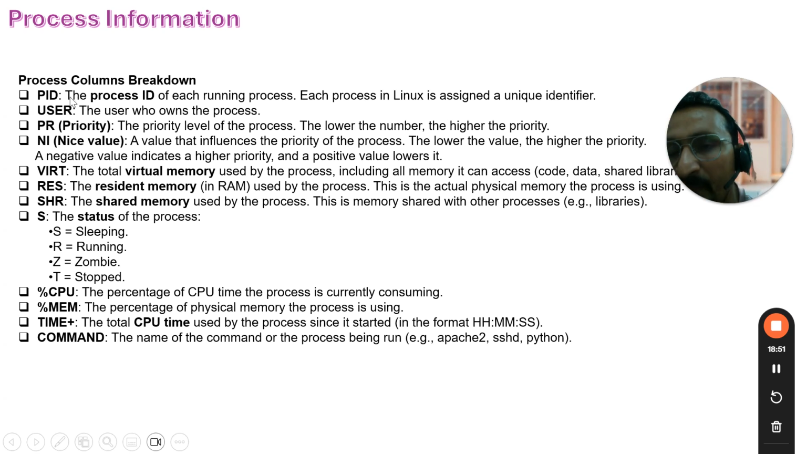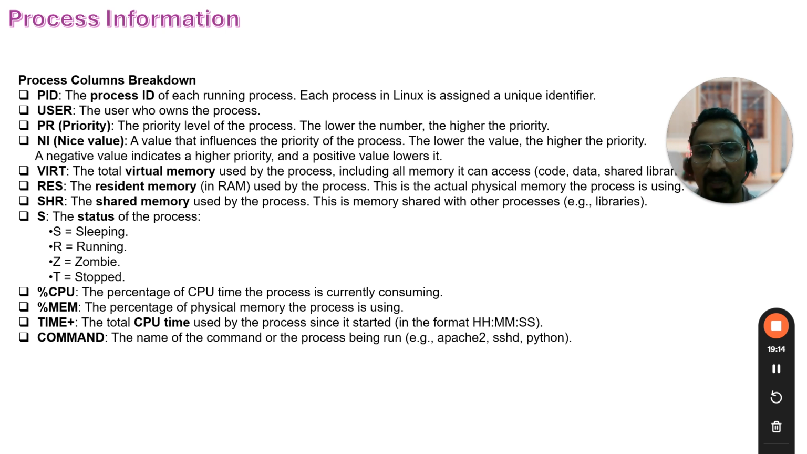PPID is the parent process ID. PID is the process ID given for every process in the Linux operating system. User is the user who owns the process. PR is the priority of the process. If we have a low number, it means it has a high priority, and if a high value, it means it has a low priority.